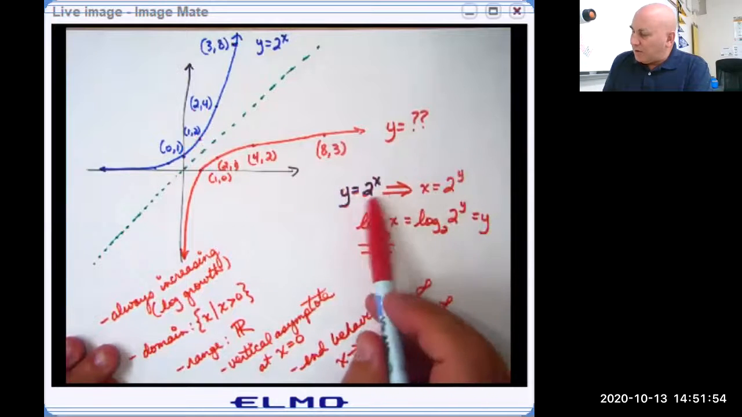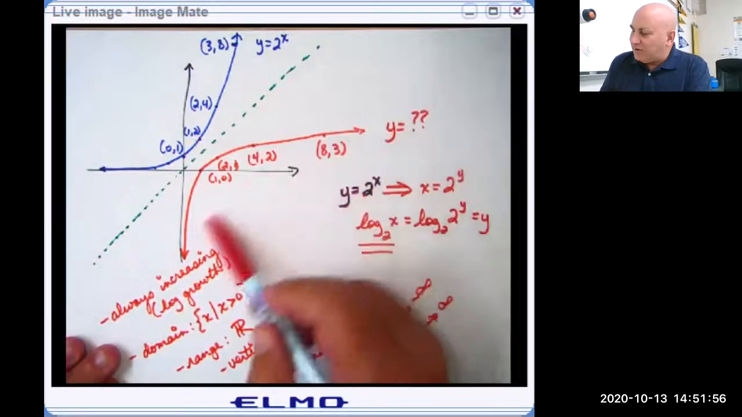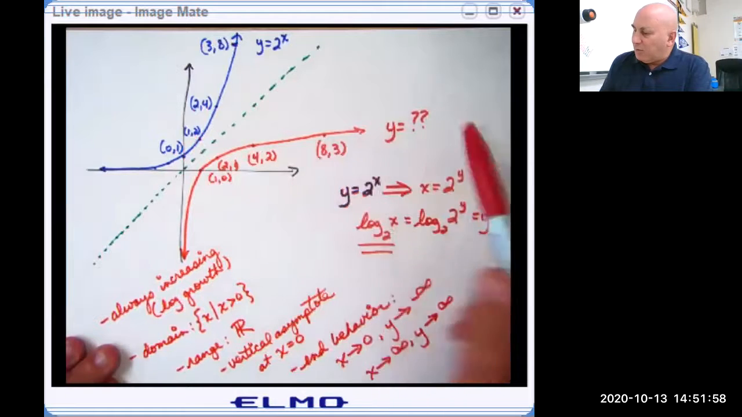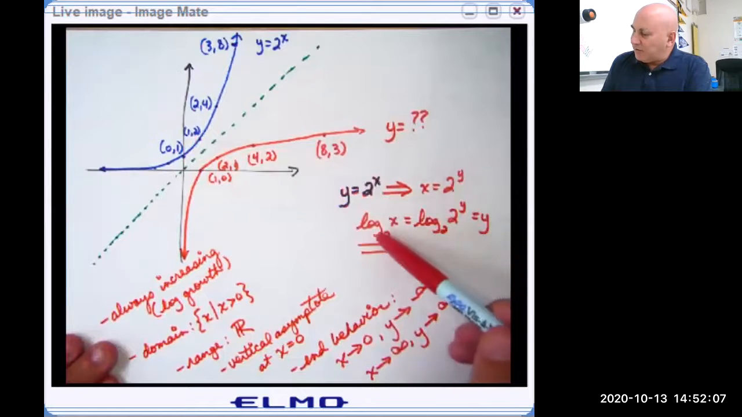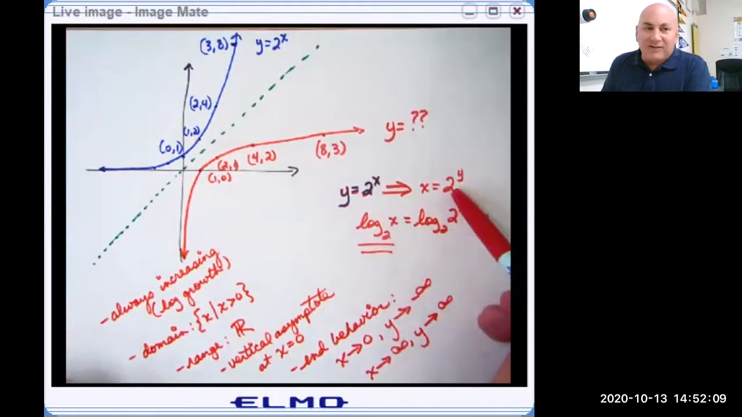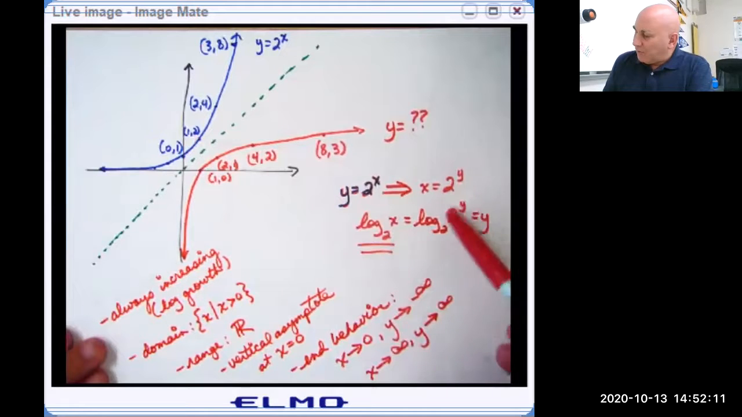So what is this graph? What is this looking like? Well, if we're going to swap the x and the y values, we need a way to get y out of there. And it turns out we're going to take the log base 2 of both sides, and I'll explain that in a moment. So this is the graph of y equals log base 2 of x.